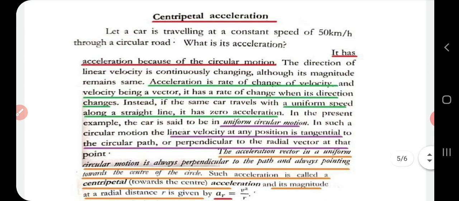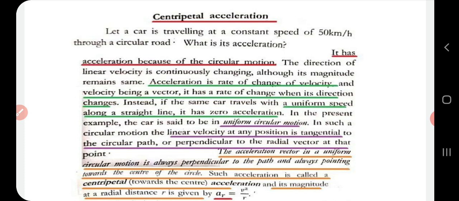Next topic is centripetal acceleration. You know what acceleration is? It is nothing but rate of change of velocity. Now suppose that a car is traveling with a uniform speed along a straight line. Then its acceleration will be 0. In that case we say that the car is in uniform motion. So what is uniform circular motion? An object is said to be in uniform circular motion if it moves with a uniform speed along a circular path.